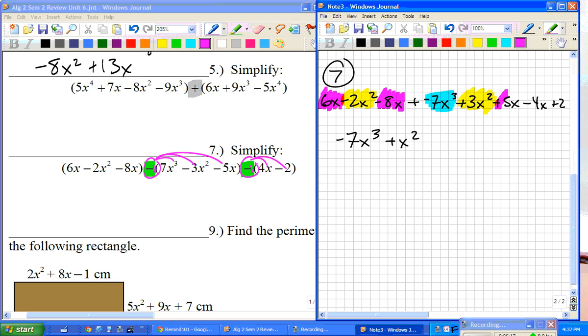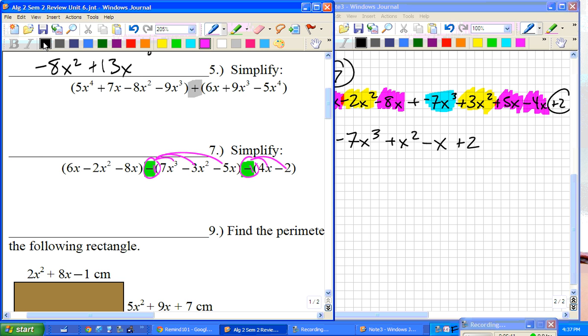6x, negative 8x, positive 5, and negative 4. 6 minus 8 is negative 2. Plus 5 is positive 3. Minus 4 gives us negative 1x. And then the only thing that's left over is the 2. Okay? So we get negative 7x cubed plus x squared minus x plus 2 is our answer.